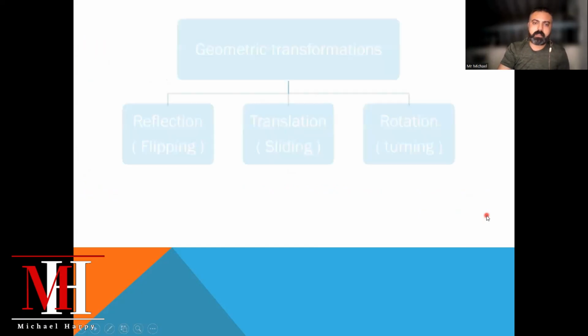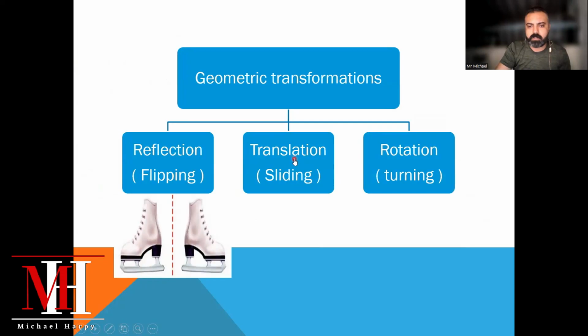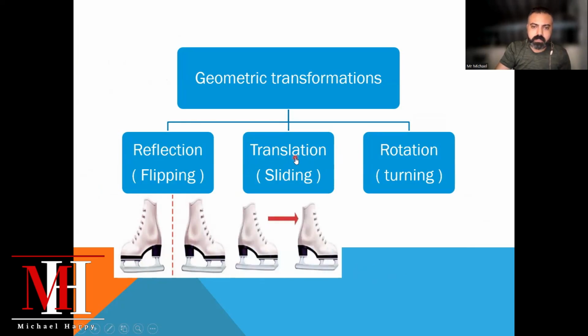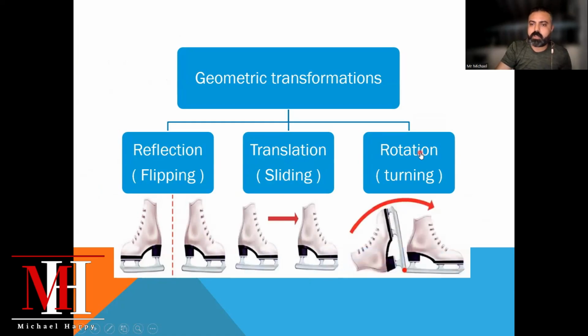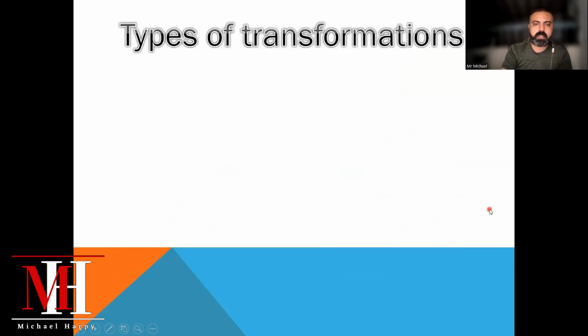There are three types of geometric transformations. The first, reflection, which means flipping. The second, translation, which means sliding. The third, rotation, which means turning.